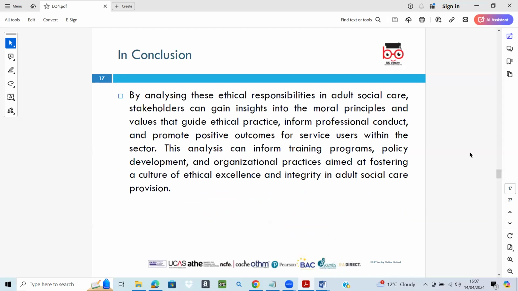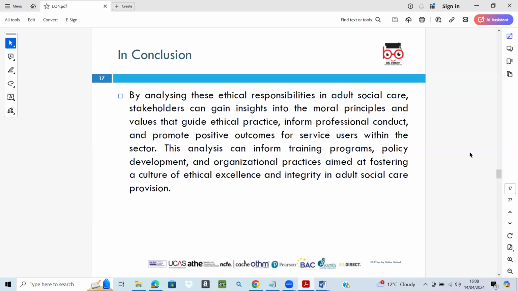Now we have the conclusion. By analyzing these ethical responsibilities in adult social care, stakeholders can gain insight into the moral principles and values that guide ethical practice, inform professional conduct, and promote positive outcomes for service users within the sector. We have discussed the benefits, such as how the analysis can inform training programs and policy development. These are all important for fostering a culture of ethical excellence and integrity in adult social care provision.